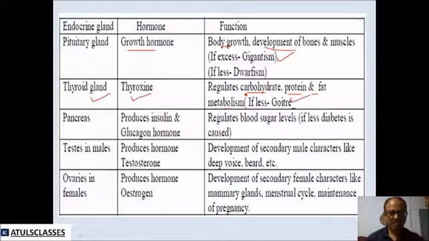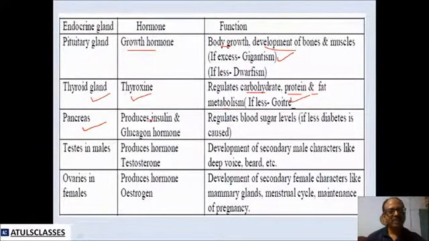Now we have the pancreas, very important nowadays. Most of the cases come because of disorders of the pancreas, that is diabetes. So the pancreas regulates blood sugar, and if it is secreted less or more, it could lead to diabetes. The hormone released is either insulin or glucagon.